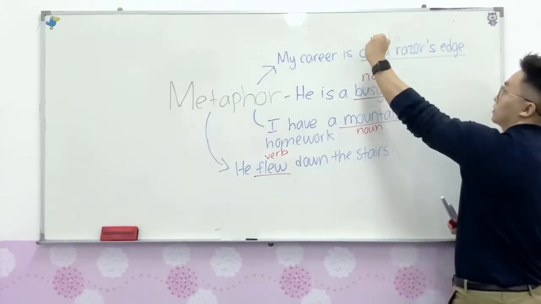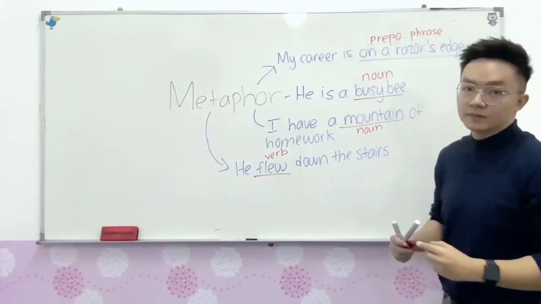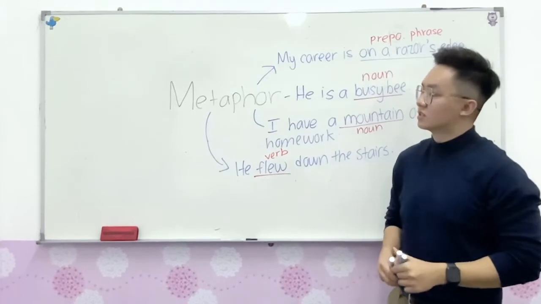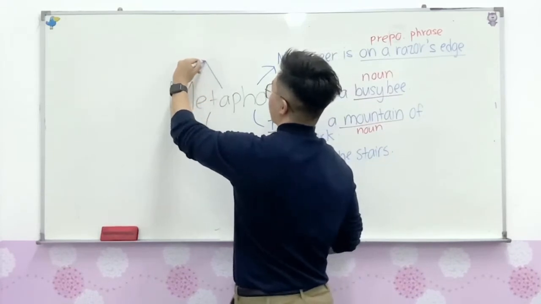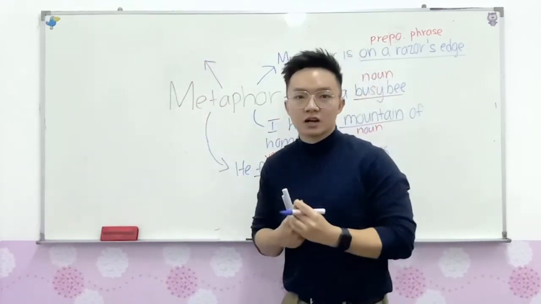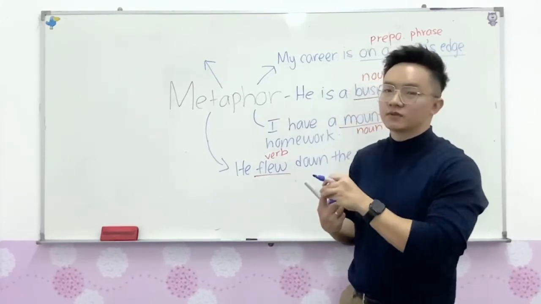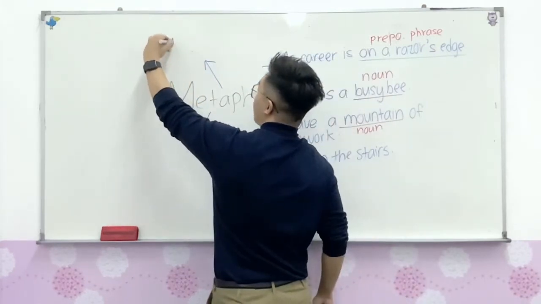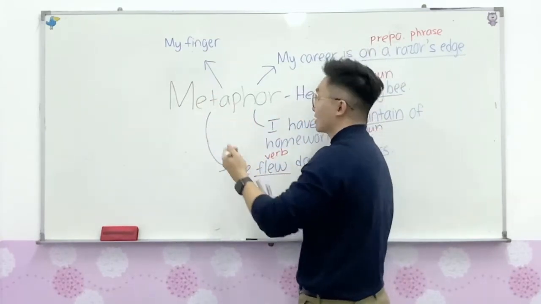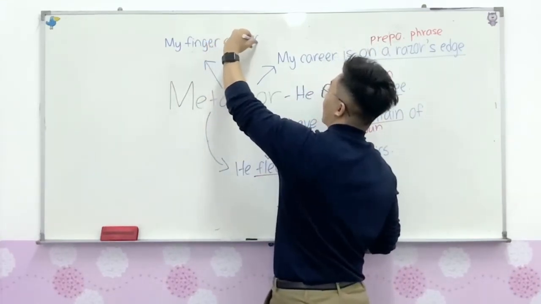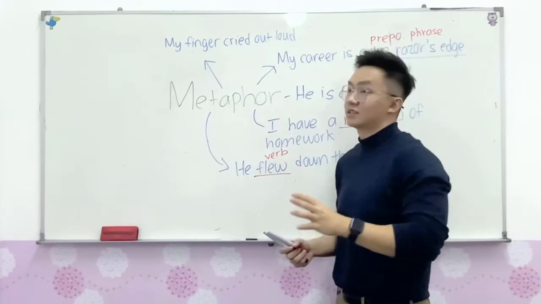I'll write it in short form, prep phrase. And let me give you one more for the verb. Let's say I write something like this: my finger is painful. Instead of writing painful, I can say like this: my finger cried out loud. You see, your finger doesn't cry.